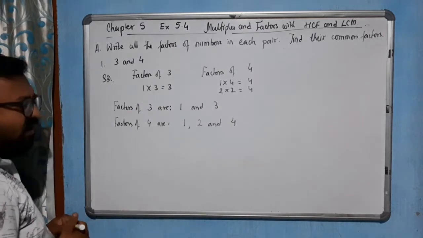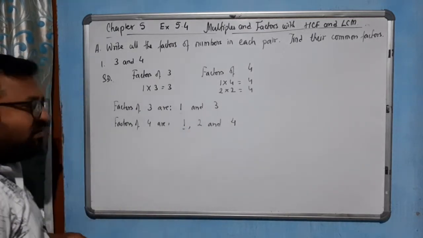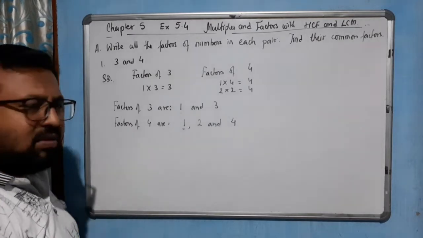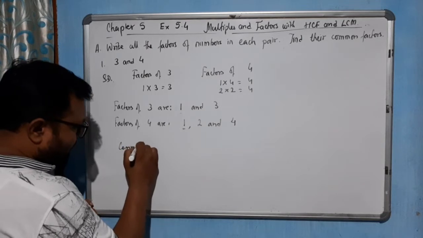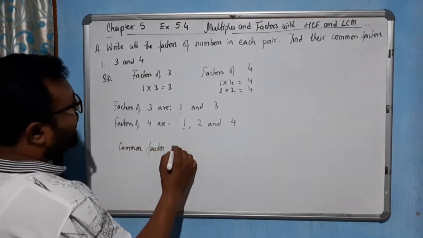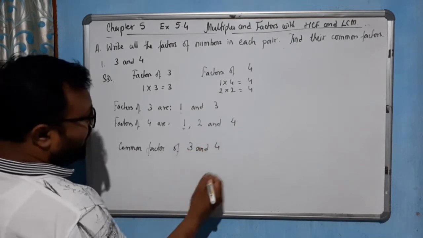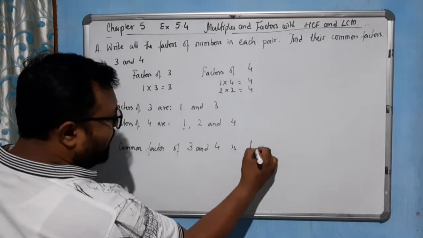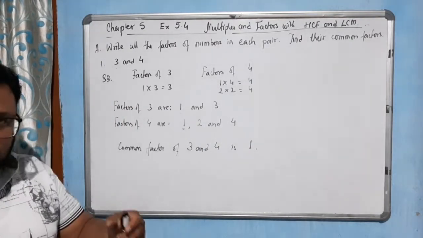In this case we can see that only 1 and 1 are common for both 3 and 4. So simply what we will write: the common factor of 3 and 4 is 1. Okay, now let's take another example, some larger number.